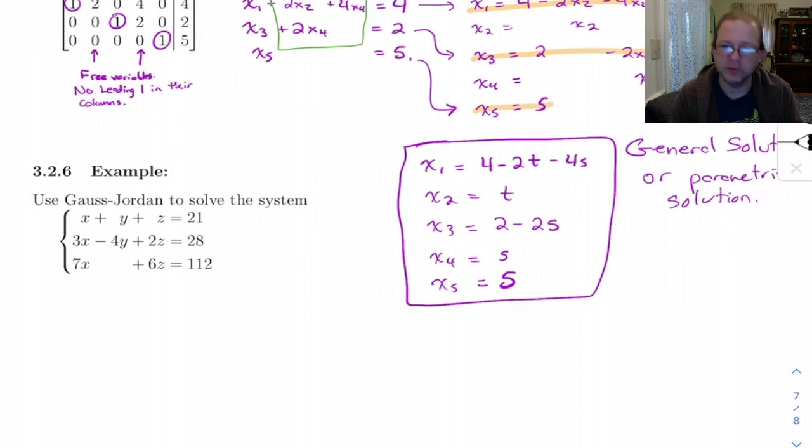All right, let's look at 326. 326 says use Gauss-Jordan to solve this system. Actually, let's put that in another video.